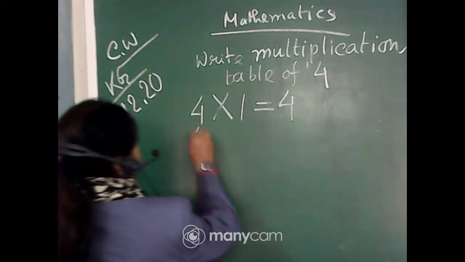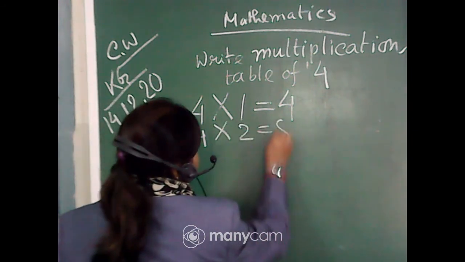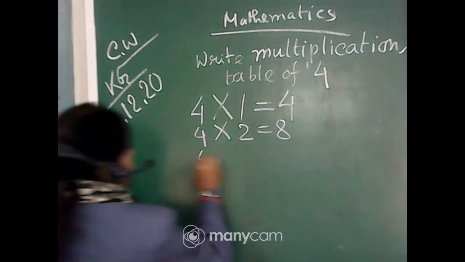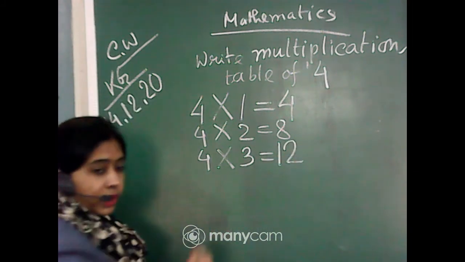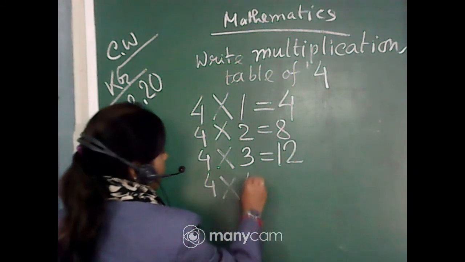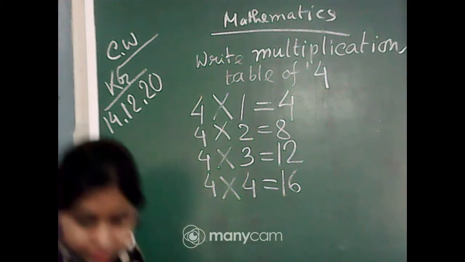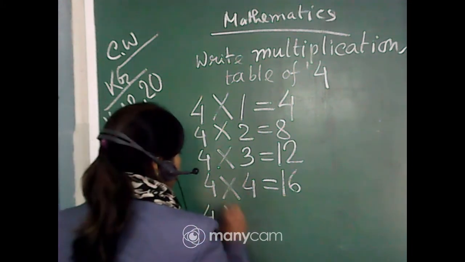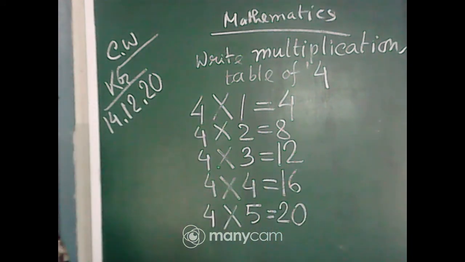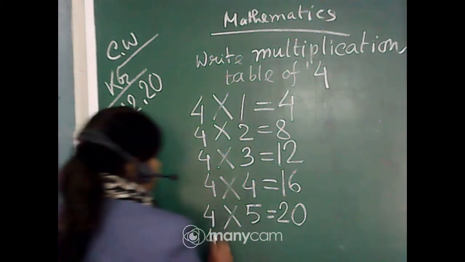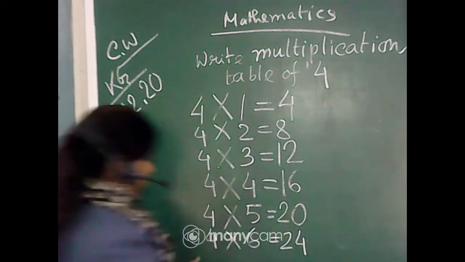Next, 4 multiplied by 2 is equal to 8. 4 2s are 8. Next, 4 multiplied by 3 is equal to 12. 4 3s are 12. 4 multiplied by 4 is equal to 16. 4 4s are 16. Next, 4 multiplied by 5 is equal to 20. 4 5s are 20. 4 multiplied by 6 is equal to 24. 4 6s are 24.